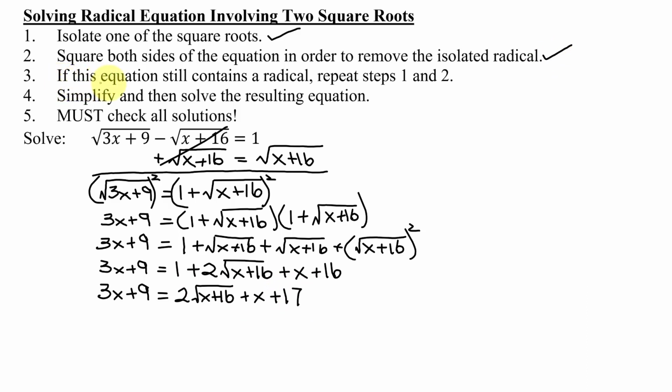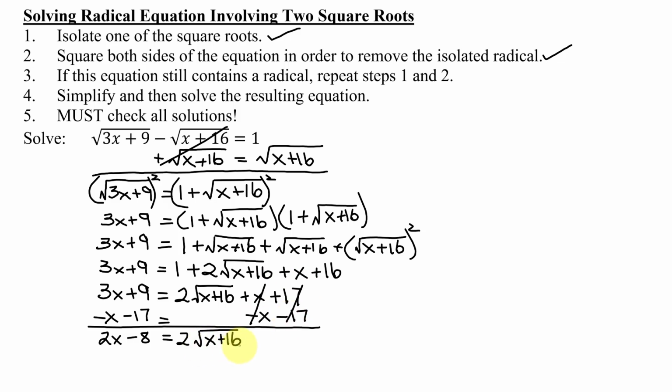And now it says if this equation still contains a radical, repeat steps 1 and 2. So I'm going to have to isolate my remaining radical. So I'm going to have to subtract x from both sides and subtract 17 from both sides. So this gives me 3x minus x is 2x. 9 minus 17 is negative 8 equals 2 times the square root of x plus 16. These both add up to 0.